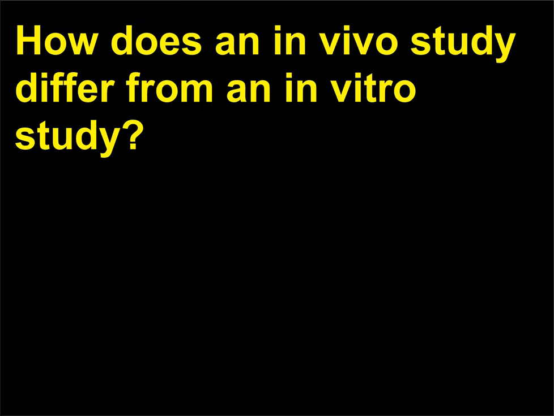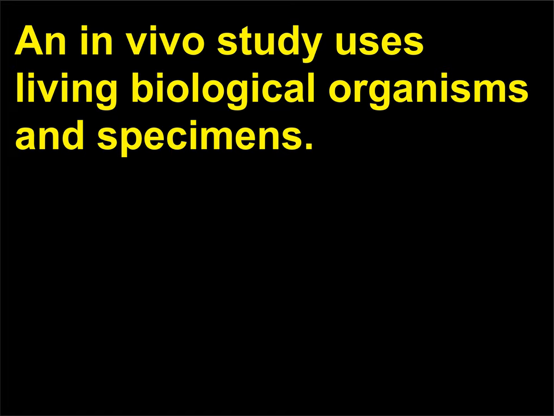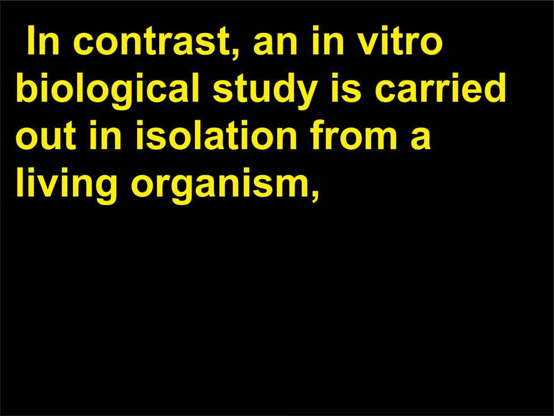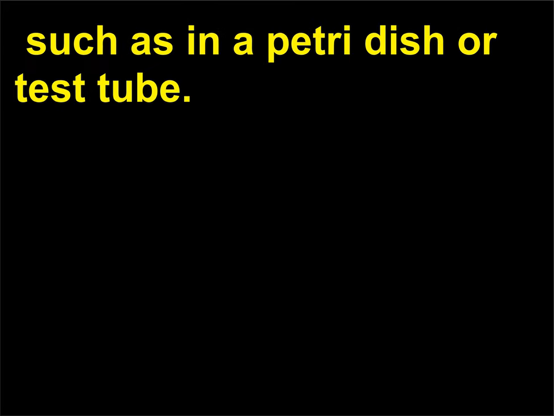How does an in vivo study differ from an in vitro study? An in vivo study uses living biological organisms and specimens. In contrast, an in vitro biological study is carried out in isolation from a living organism, such as in a petri dish or test tube.